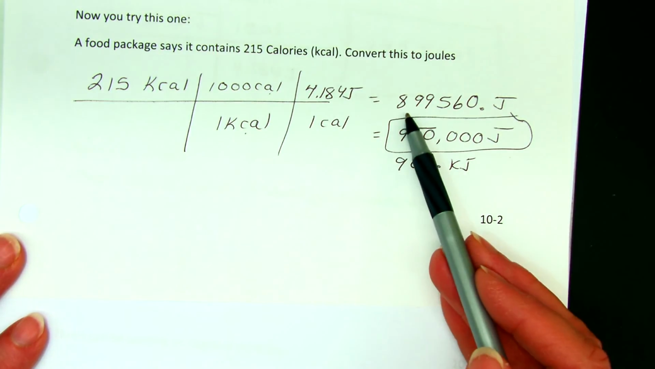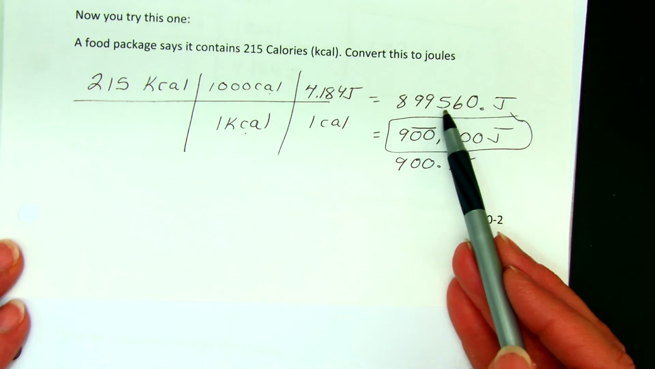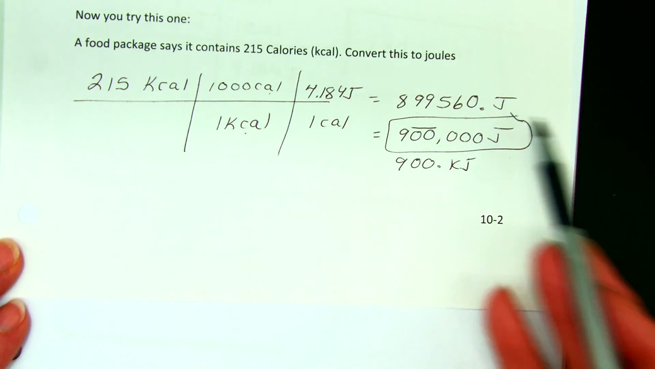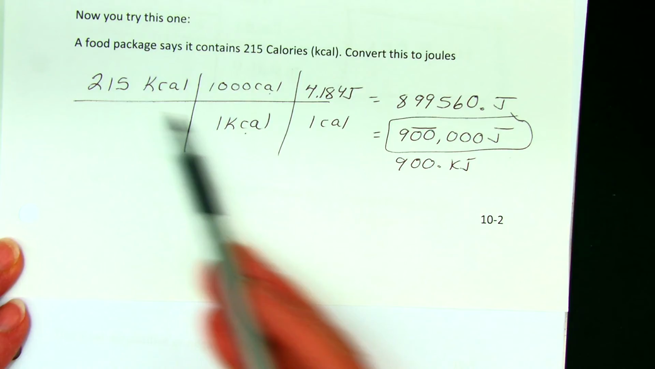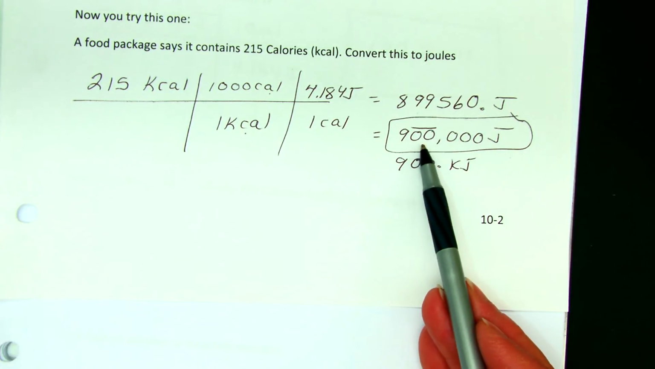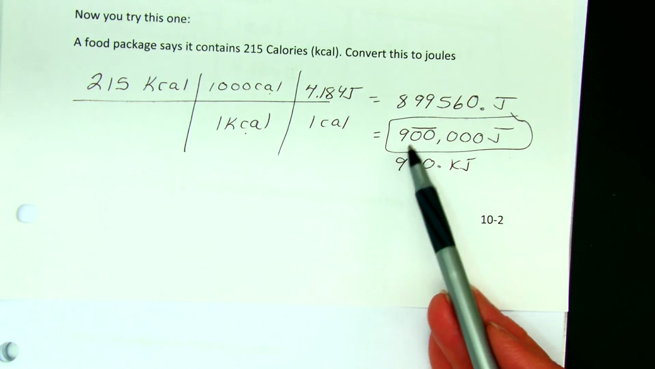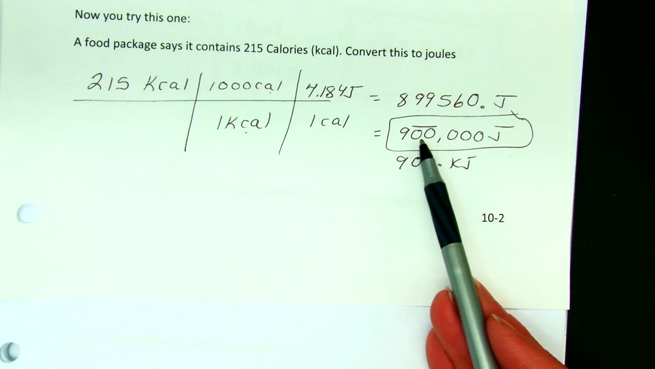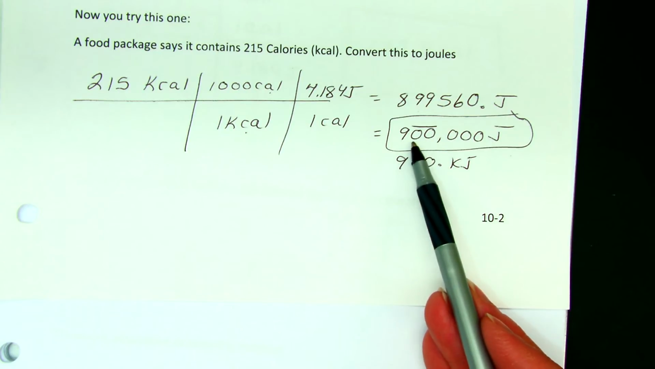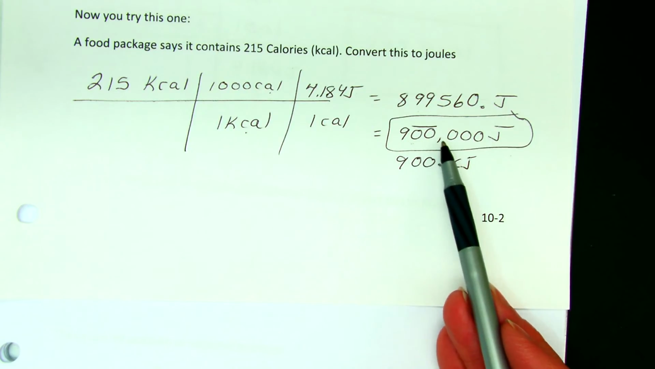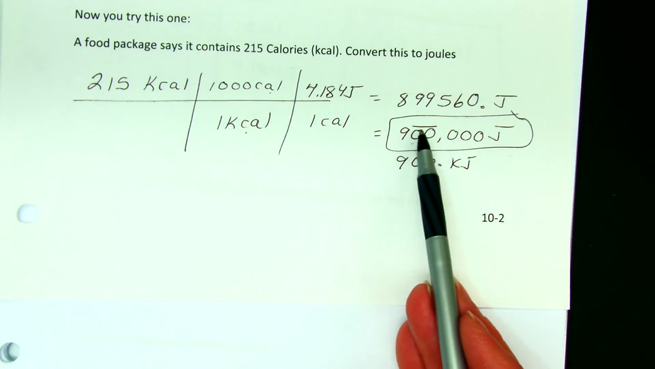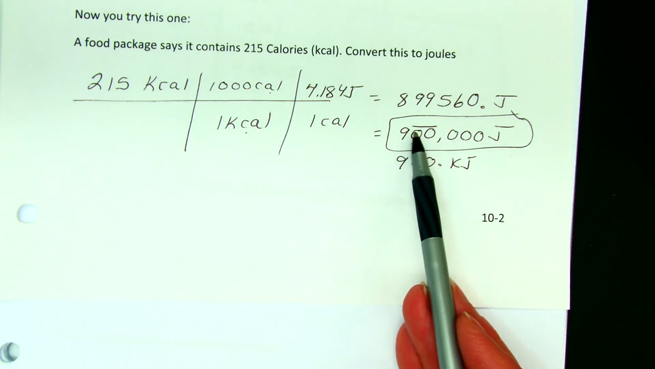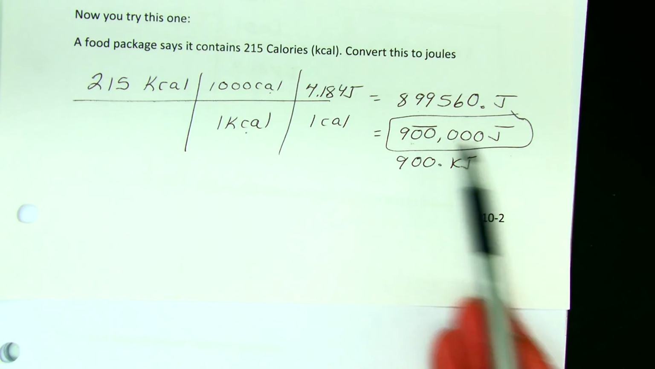So the calculator says 899,560 joules. But we only have 3 sig figs in our kilocalories, so I have to round, and I need 3 sig figs. When I round these 9s up to 0, I have to somehow show that those 2 trailing zeros are significant, but the last 3 are not.